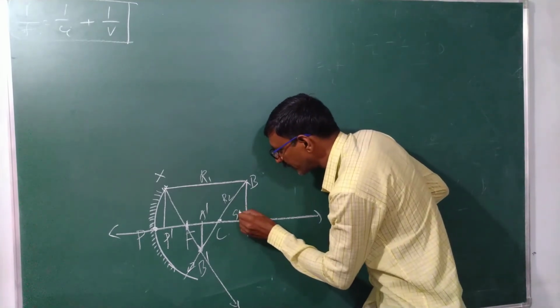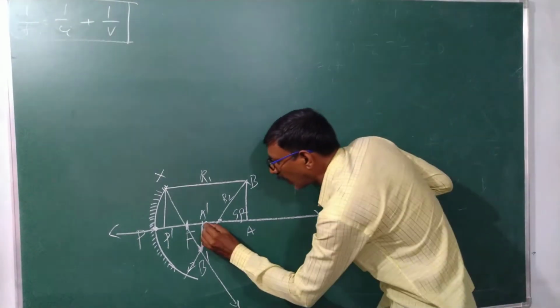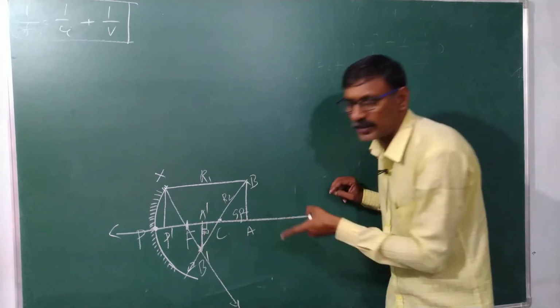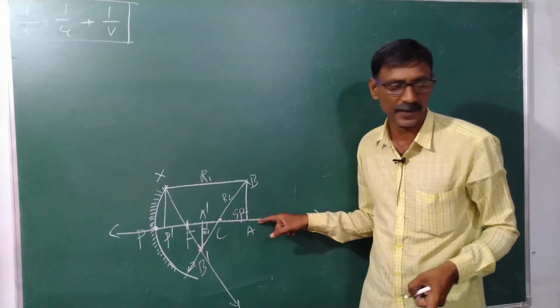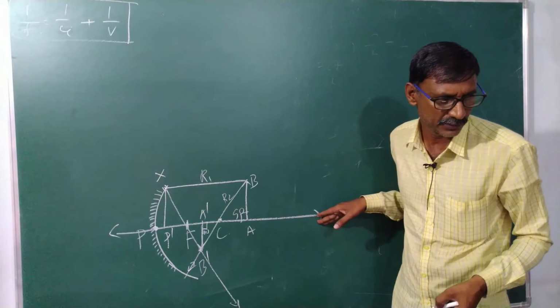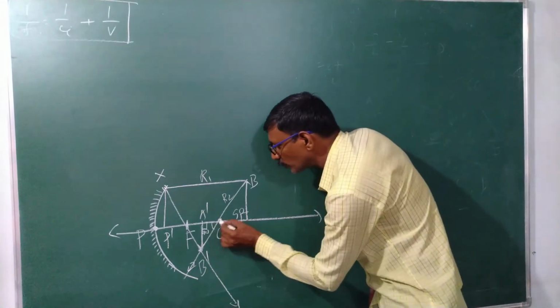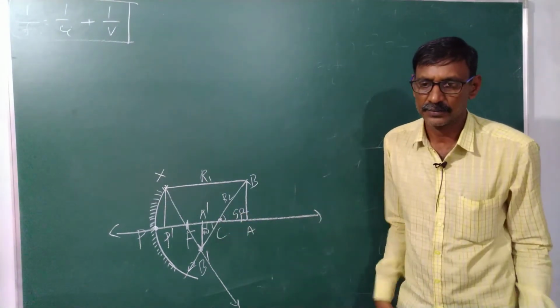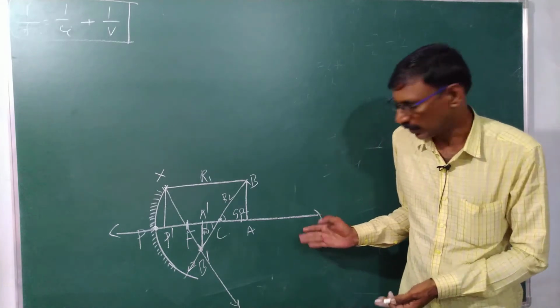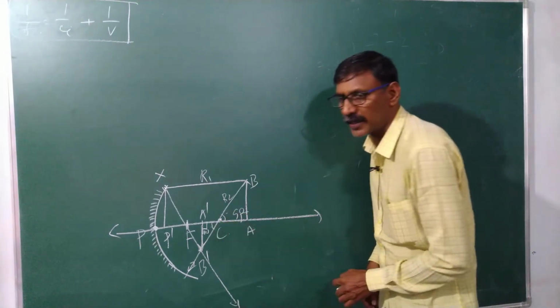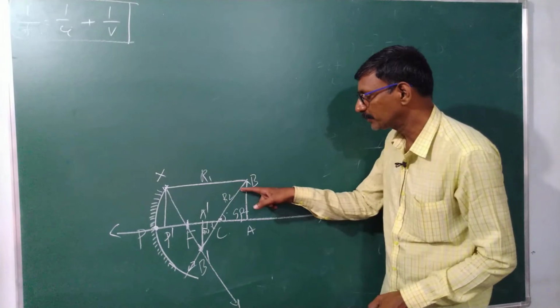This is exactly 90 degrees, and this is exactly 90 degrees. We know this because these two are perpendicular to the principal axis. These two are vertically opposite angles. Therefore, these two triangles are similar. Suppose this is 30, this is also 30. Then ultimately, this and this are 60.